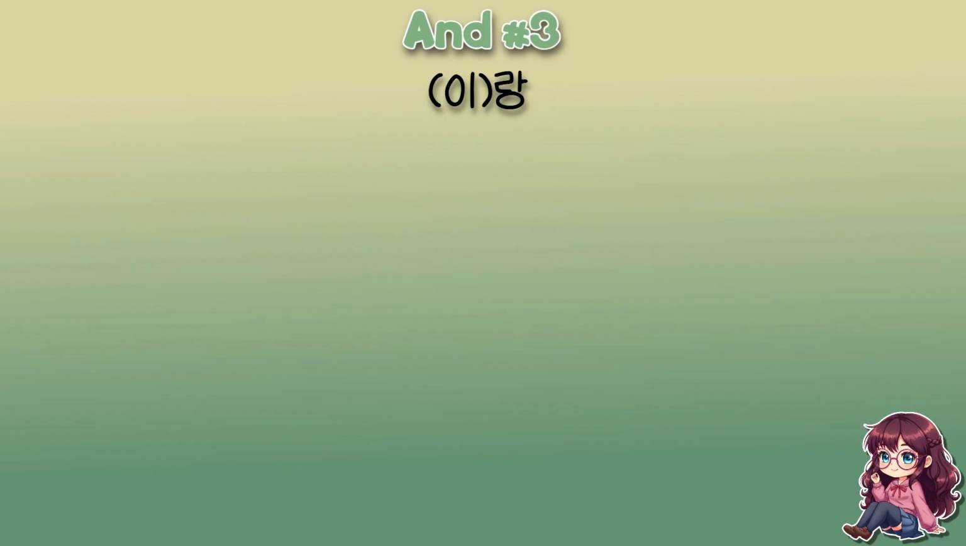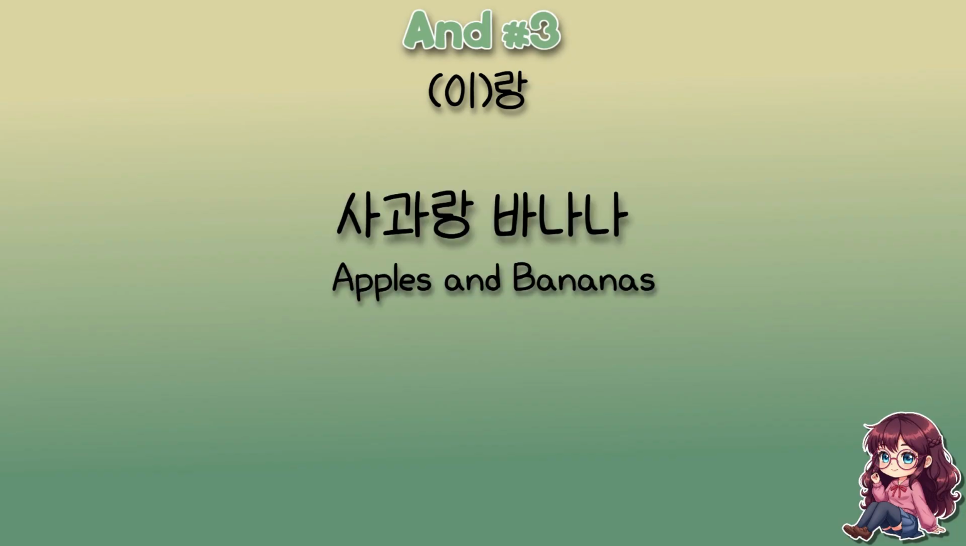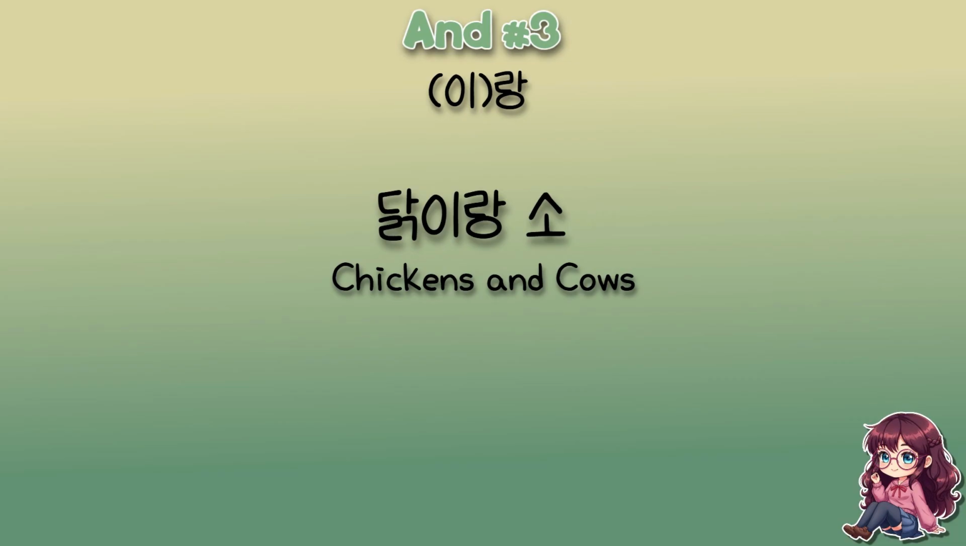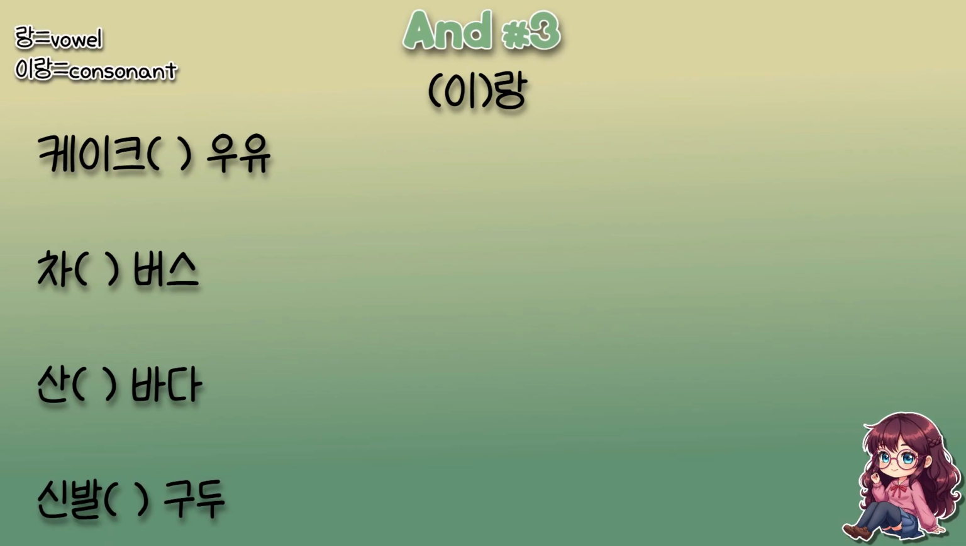Next is 이랑. This works exactly like 와 and 과, where if you have a word that ends in a vowel, you will use 랑. But if you have a word that ends in a consonant, you will use 이랑, like the following. 사과랑 바나나. 닭이랑 소. This is another spoken way to say "and." It's a lot more casual out of the rest of the options. Look at the following examples. Which version of "and" should go in the space?